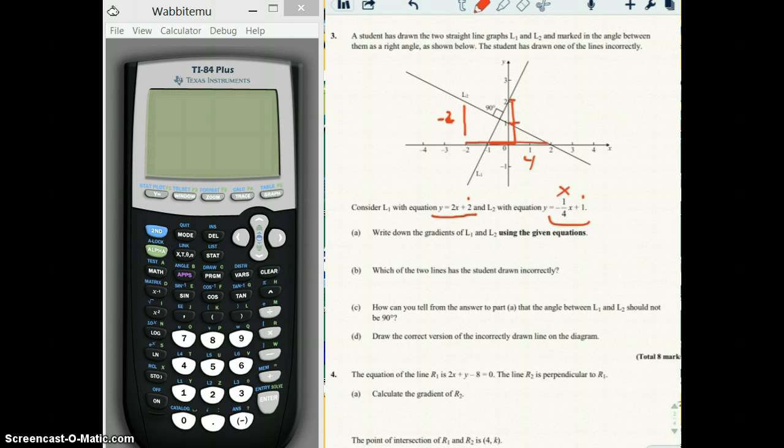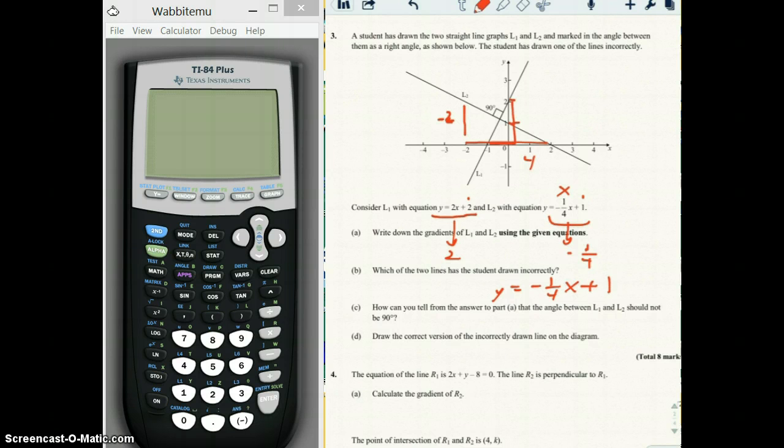Okay. But they're asking us step by step here. Write down the gradients of L1 and L2 using the given equations. Well, this one's going to be 2. This one's going to be -1/4. Now, which of the two lines has the student drawn incorrectly? We already figured that out. It's this one, y equals -1/4 x plus 1.